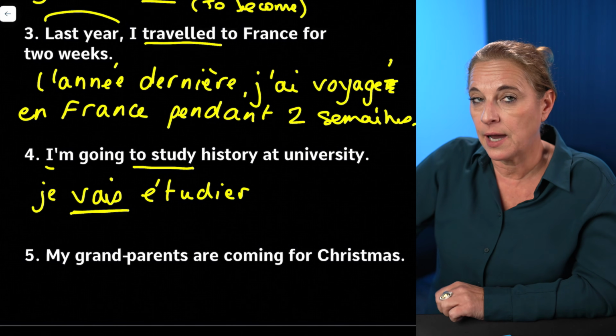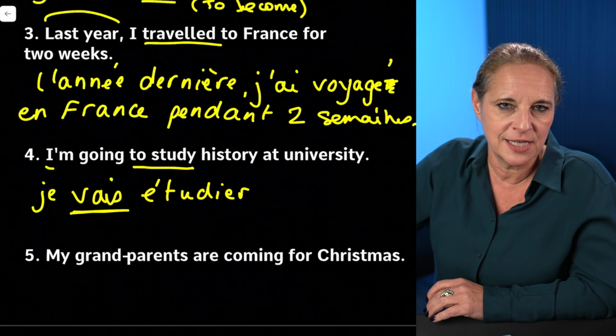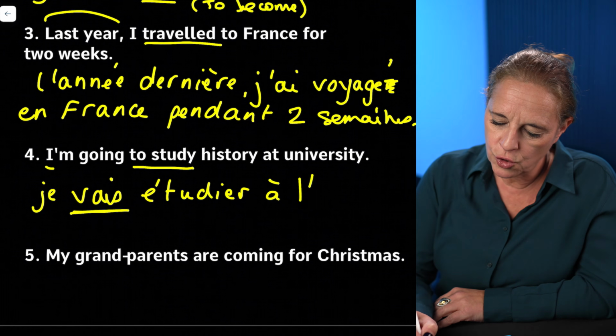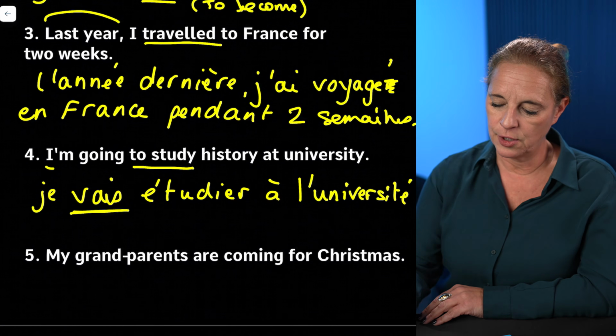So you must absolutely learn aller in the present tense, avoir in the present tense, être in the present tense, faire in the present tense. And this will help you translate a lot of things, actually. Even with the speaking and the writing, it's going to help you. So, I go. Je vais. We don't say I and then I'm going. Doesn't exist in French. We don't have what we call the continuous tense. Okay, so je vais étudier à l'université. There you go. Je vais étudier à l'université.